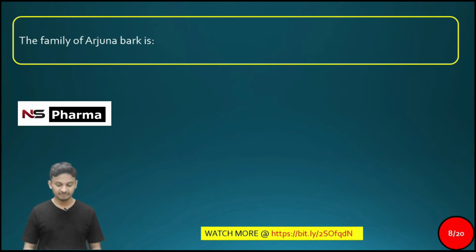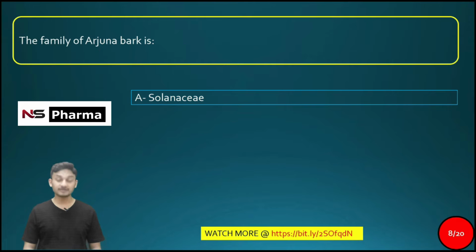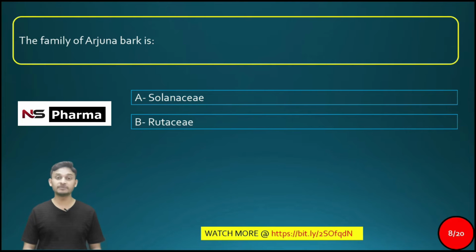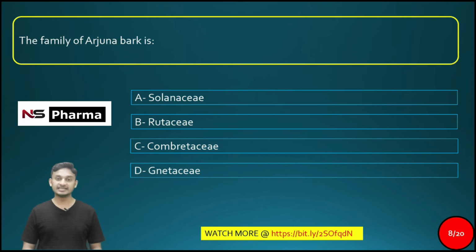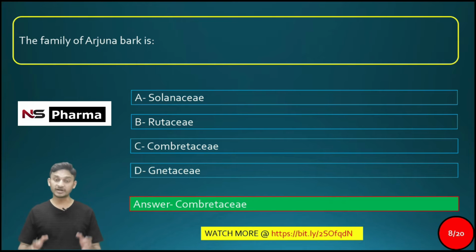Question number 8. The family of Arjuna bark is. The options are: A, Solanaceae; B, Rutaceae; C, Combretaceae; and the last option, Lauraceae. The correct answer here is option C, Combretaceae.